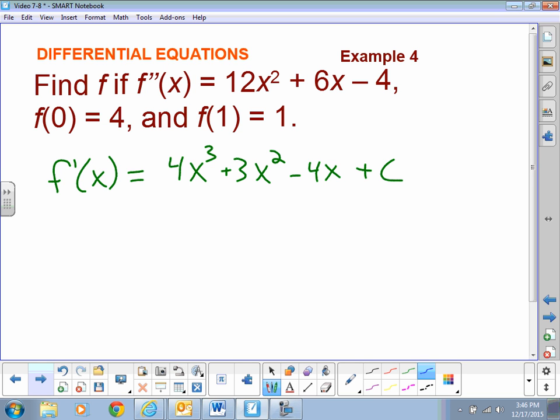Sometimes the questions will give you values for f prime. We do not have that here, so we can't do any subbing in to find what c is. We're just going to have to keep it in the problem for now.